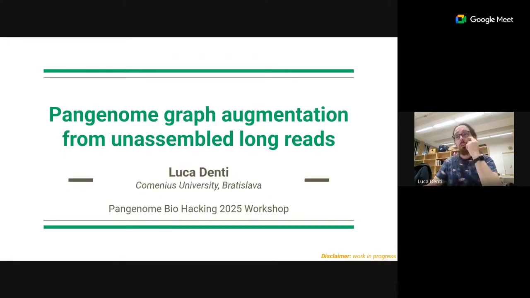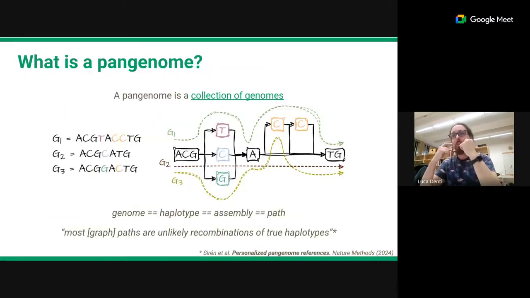So I will start with what is a pangenome. Maybe you already know it, but this is what a pangenome is for me. A pangenome is just a collection of genomes, and you can see it as a set of strings, so a set of genomes, or like a graph encoding the multiple genomes. In this presentation, a genome will be like a haplotype. So a genome will have two haplotypes, but I will just use haplotype or genome.